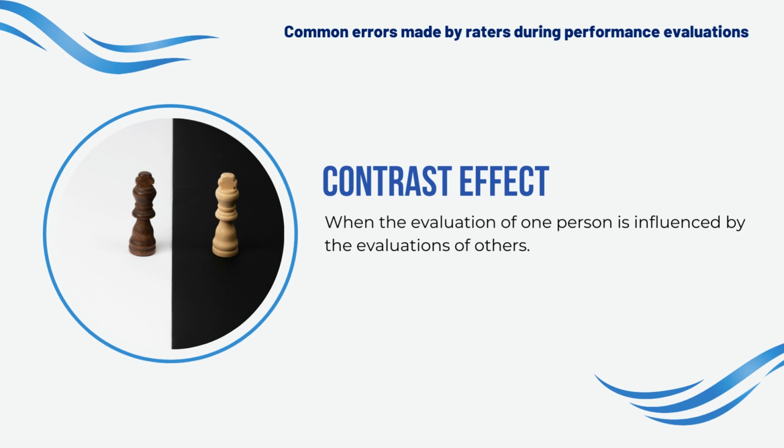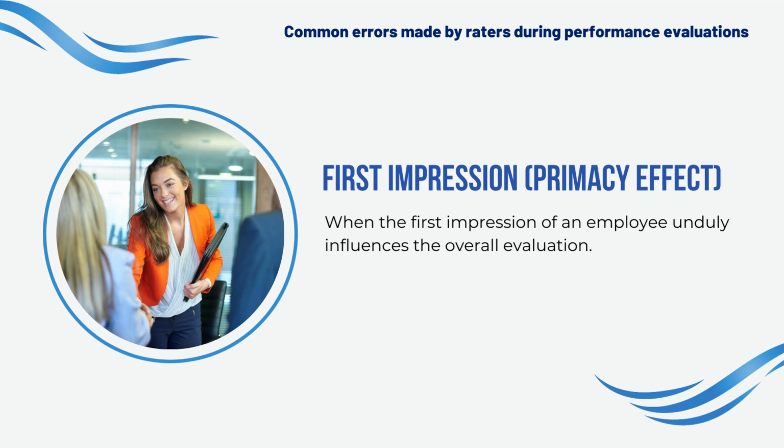However, immediately following the evaluation of David, Robert's performance might seem lackluster in contrast to David. This could lead Sarah to rate Robert lower than he deserves, not because his performance is below average, but because it's not as extraordinary as David's. That's the contrast effect. And then, lastly, we have the first impression or the primacy effect.